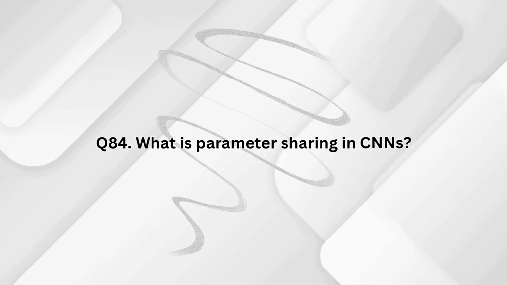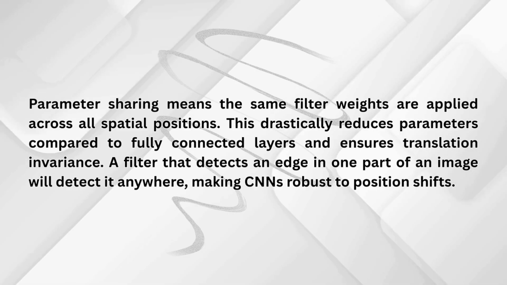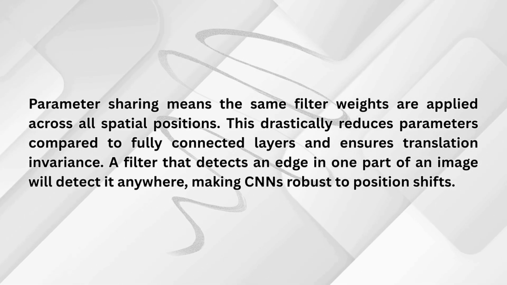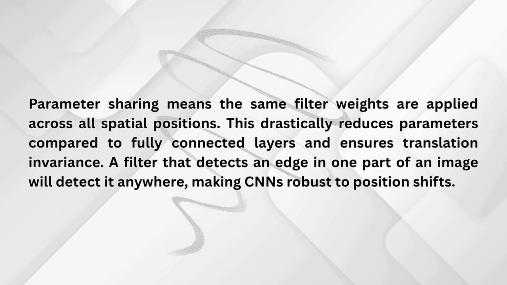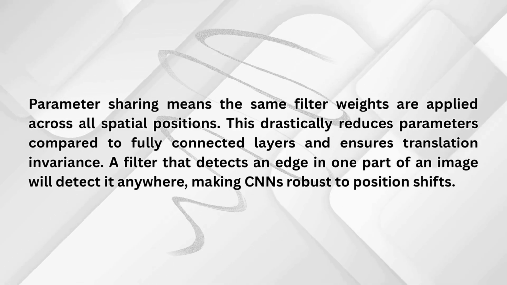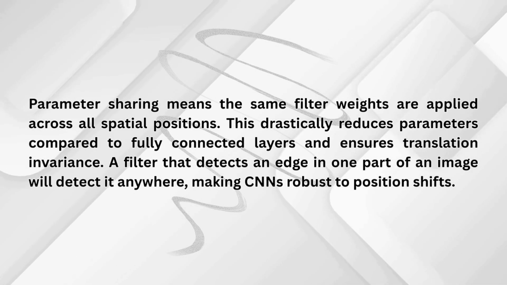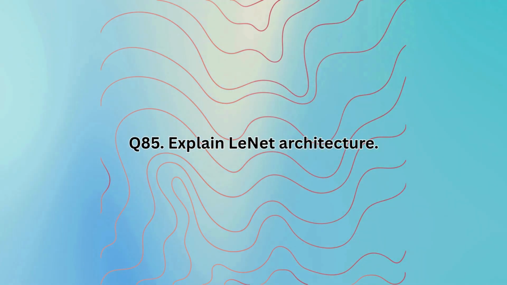What is parameter sharing in CNNs? Parameter sharing means the same filter weights are applied across all spatial positions. This drastically reduces parameters compared to fully connected layers and ensures translation invariance. A filter that detects an edge in one part of an image will detect it anywhere, making CNNs robust to position shifts.